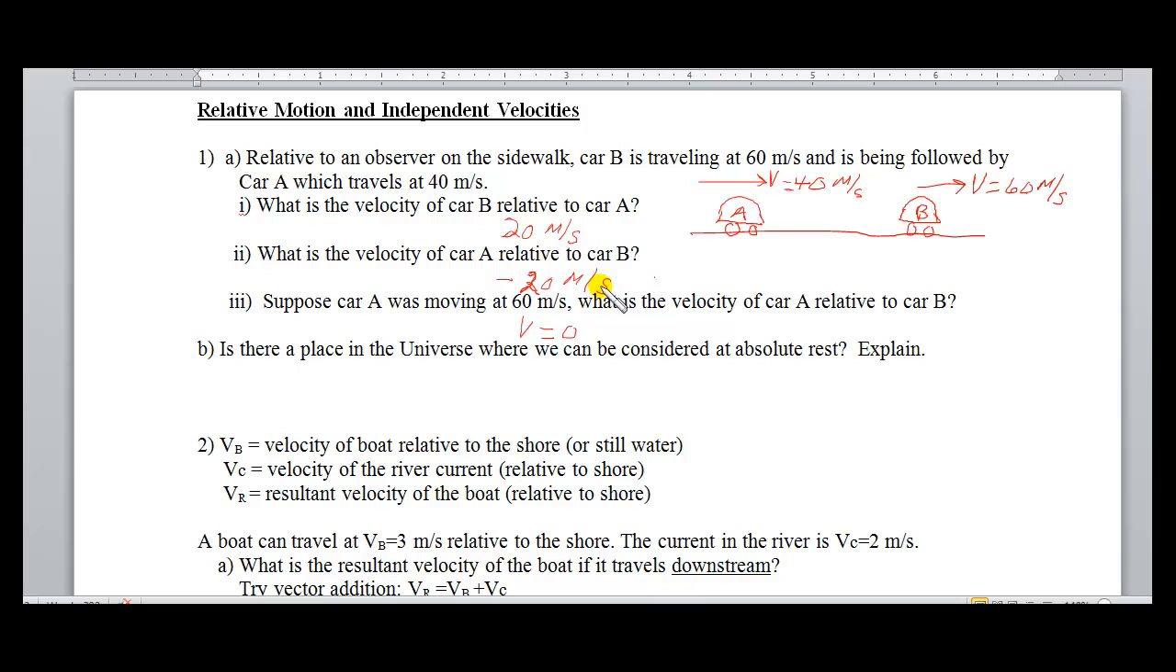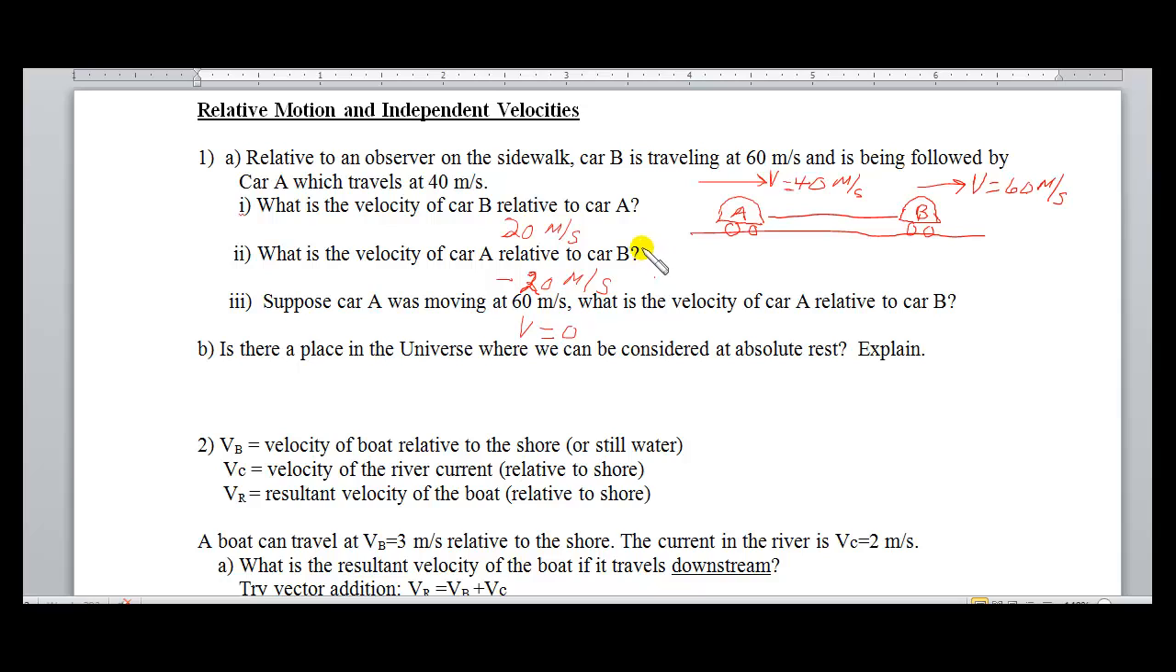And then the other question, suppose car A was moving at 60, what would the two observers observe in terms of their relative velocities? Well, they would say they were basically at rest with respect to one another. In other words, the distance between the two would always basically remain constant. And so if that's the situation, then we say that we're at rest.